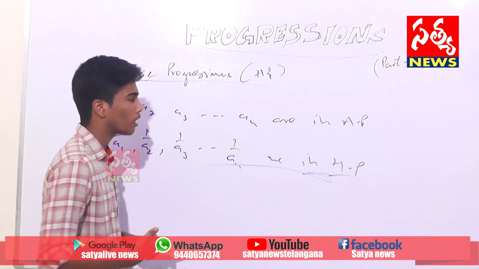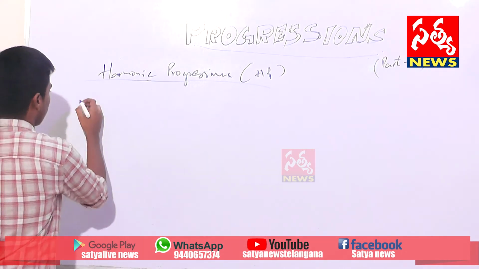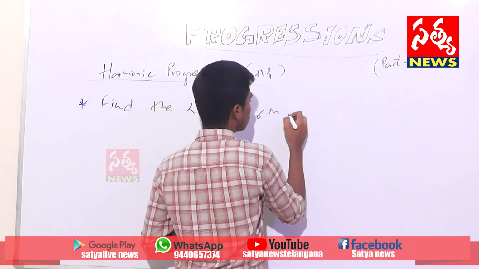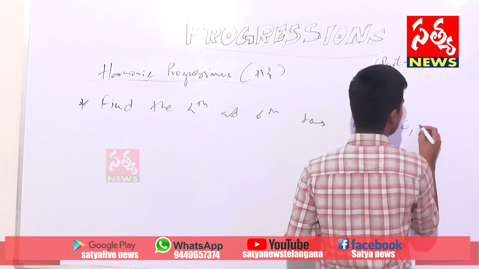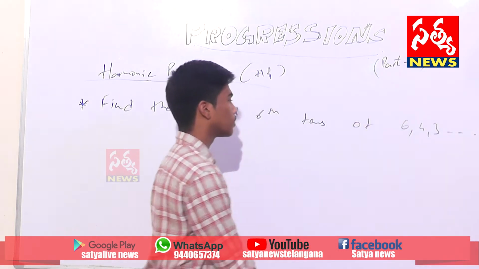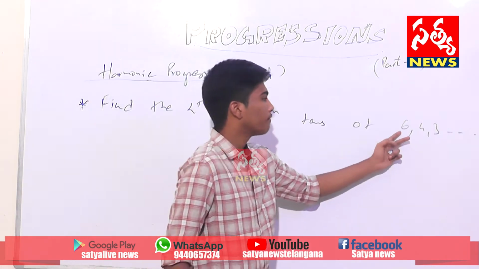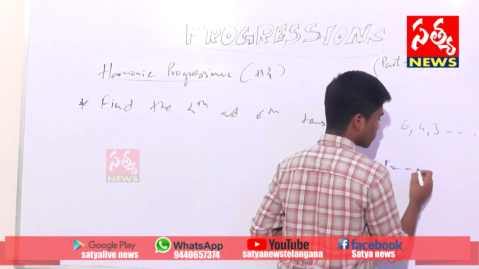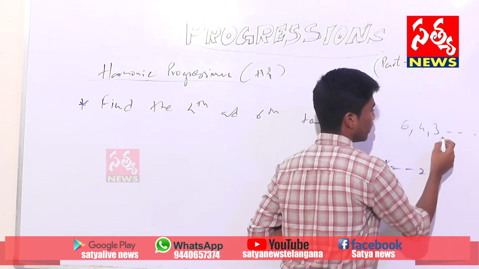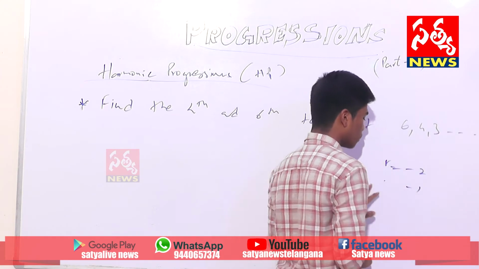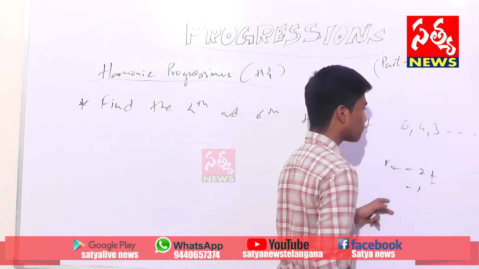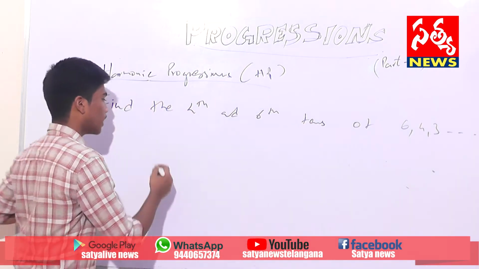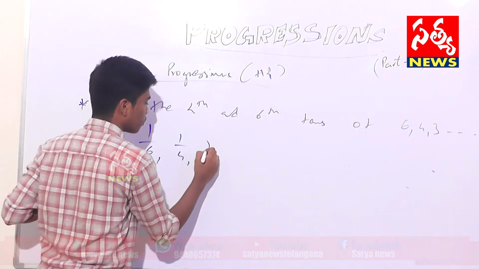Better to understand by doing a problem. Find the fourth and sixth terms of 6, 4, 3 and so on. See here, first of all, it's not at all an AP. Check the common difference. D is 4 minus 6, which is minus 2. A3 minus A2 is 3 minus 4, which is minus 1. So minus 2 is not equal to minus 1. It is not in AP. But first of all, take those reciprocals: 1 by 6, 1 by 4, 1 by 3.